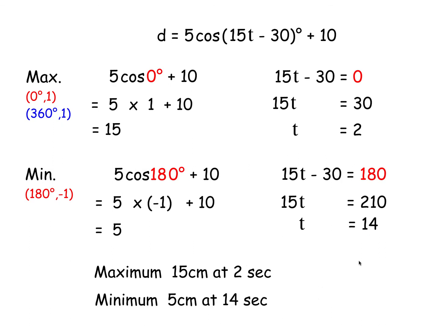Now, it's in a context, that's all. So that's the maximum and minimum. It's simply, for sine, make the angle 90 and 270, and for cosine, make the angle 0 and 180. But, again, if that said 15t plus 30, we wouldn't use 0, we'd use 360, because we don't want to go into negative angles. So that's the context.